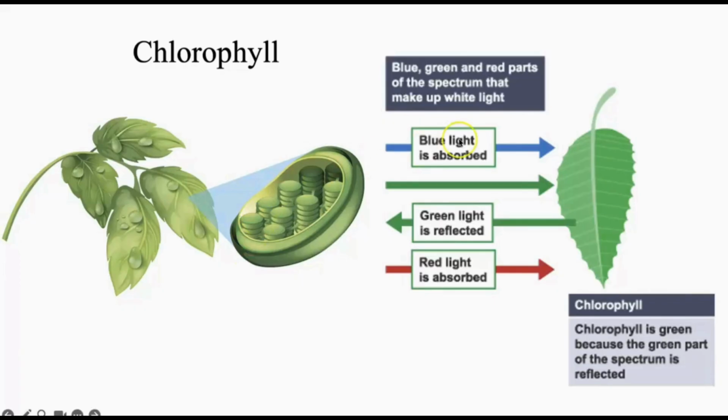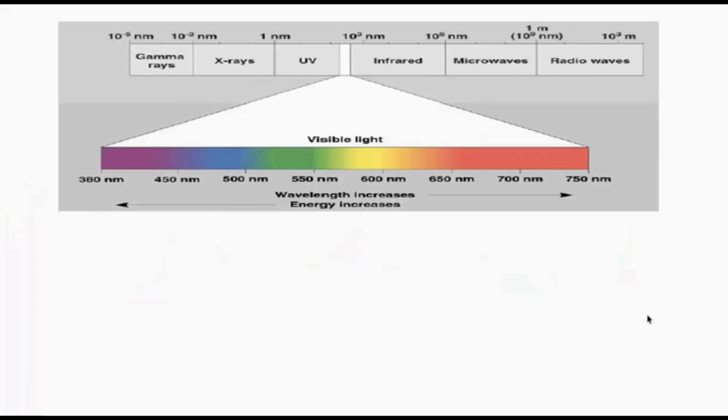So the chlorophyll is useful in absorbing the blue, green and red parts of the light. Blue light is absorbed and red light is absorbed, and the green light is reflected. So we only see the color of leaves as green. So chlorophyll is a green pigment because the green part of the spectrum is reflected. The range of visible light is from 380 nanometer to 750 nanometer. So in this range only the chlorophyll pigment absorbs the light.